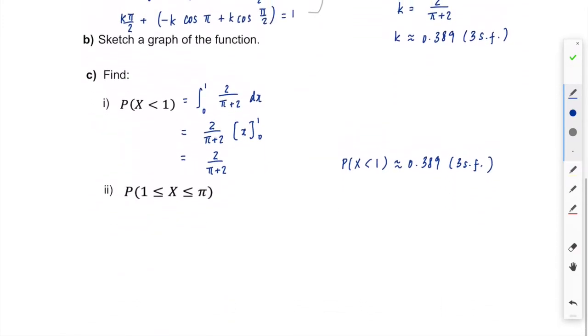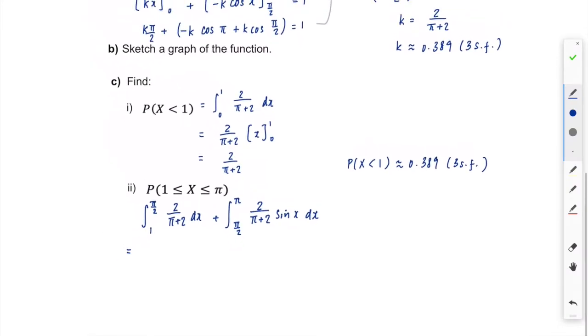So here we go. We have from 1 up to pi over 2, we are using 2 over pi plus 2 dx. Plus, in the second part, between pi over 2 to pi, I'm using 2 over pi plus 2 sine x dx. Okay? Does that make sense?